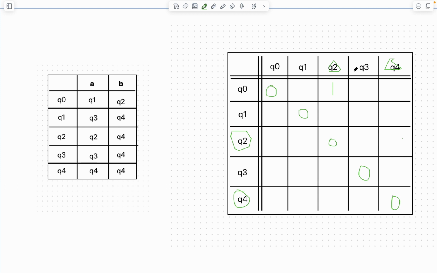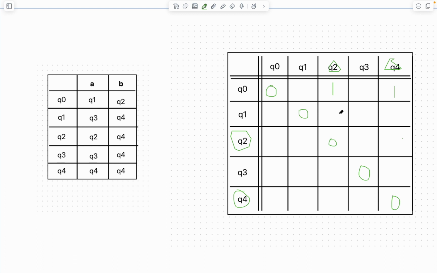Then we see Q0 and Q3. Both are non-final, so they are indistinguishable. You might ask why we are not marking it as 0. We are not doing it because if we go through each and every row like this, maybe sometime or the other they can be distinguishable. You will understand that when I go through each and every row. Now Q0 and Q3 are both non-final, so we are not marking anything. Now Q0 and Q4, again final and non-final, so we are marking it as 1.